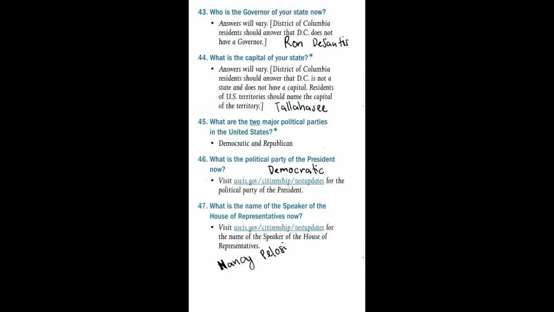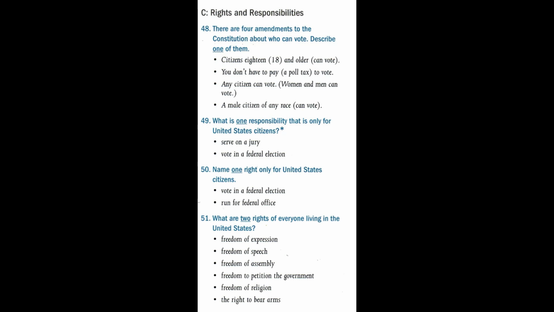45. What are the two major political parties in the United States? Democratic and Republican. 46. What is the political party of the president now? Democratic. 47. What is the name of the Speaker of the House of Representatives now, year 2022? Nancy Pelosi. C. Rights and responsibilities. 48. There are 4 amendments to the Constitution about who can vote. Describe one of them. Citizens 18 and older can vote.